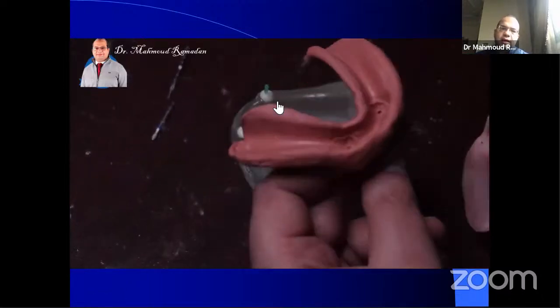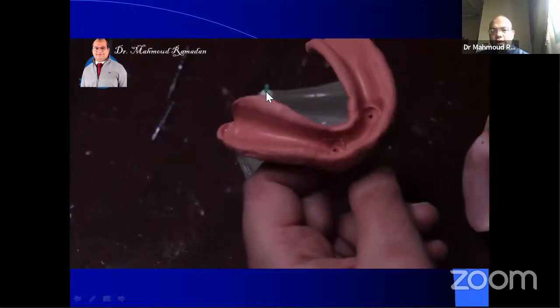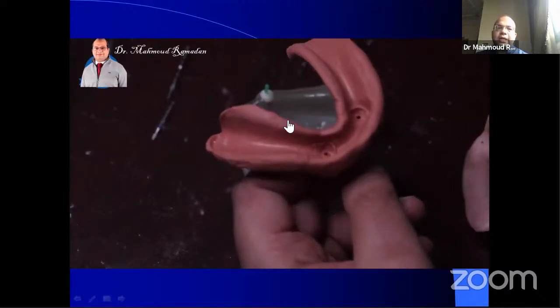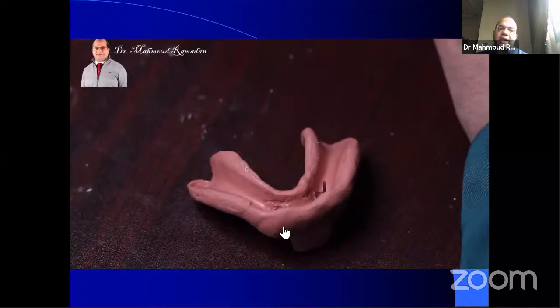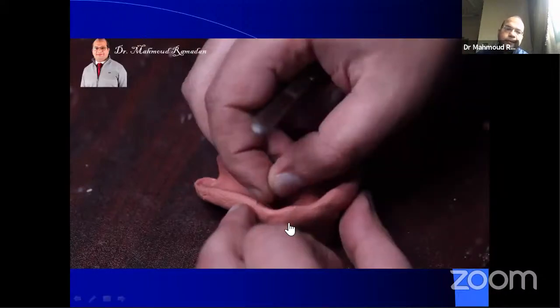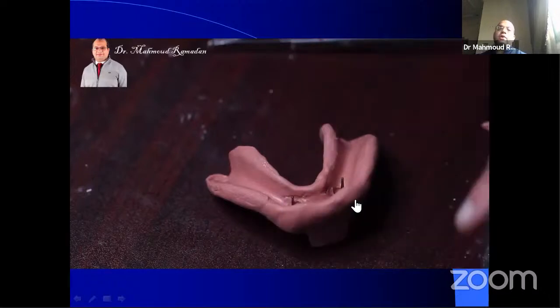Maybe if you have a good tug back with good retention of the post inside the root canals, you may have to remove it from the patient's mouth and reinsert it into the impression again like this. Then you send your impression to the lab in order to make your attachments.